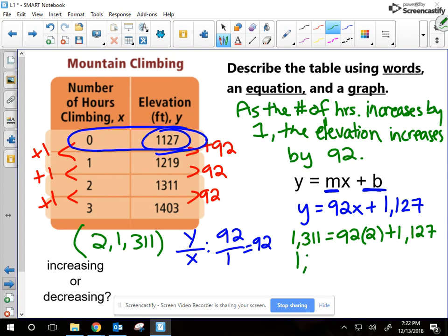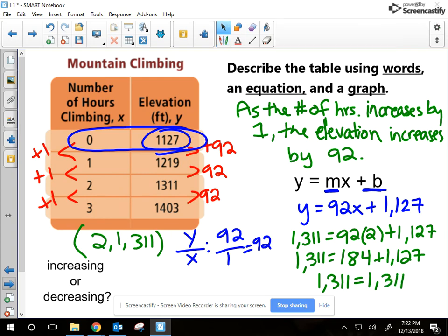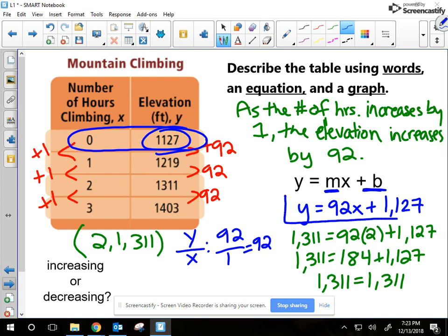When we do that, we get 1,311 is equal to 184 plus 1,127. When we simplify it even further, we get a true sentence of 1,311 is equal to 1,311. Because of that, we know that this equation of y is equal to 92x plus 1,127 is the correct equation.